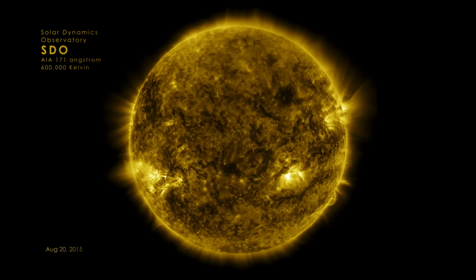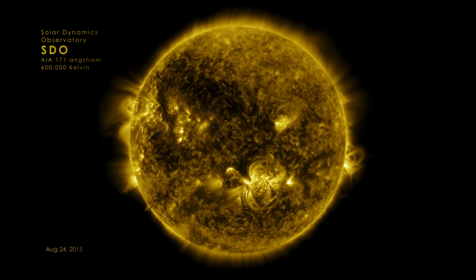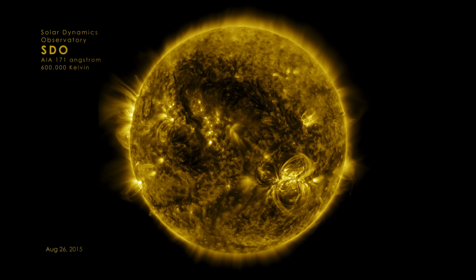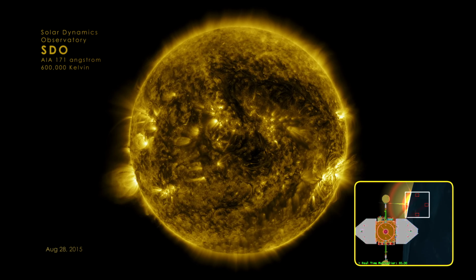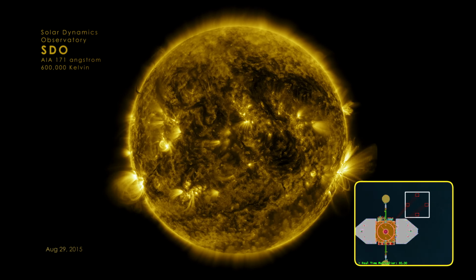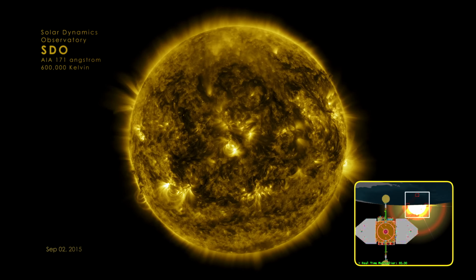When we see the frames go dark, that's eclipse season, so that's when the Solar Dynamics Observatory, which is orbiting the Earth, goes behind the Earth, and the Earth is between the Solar Dynamics Observatory and the Sun, and so the Earth eclipses the images.